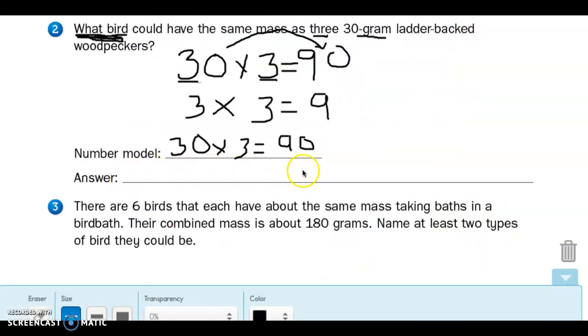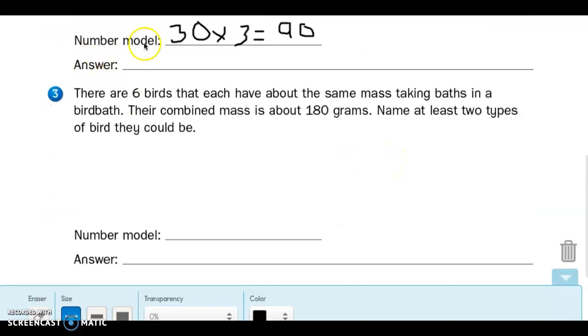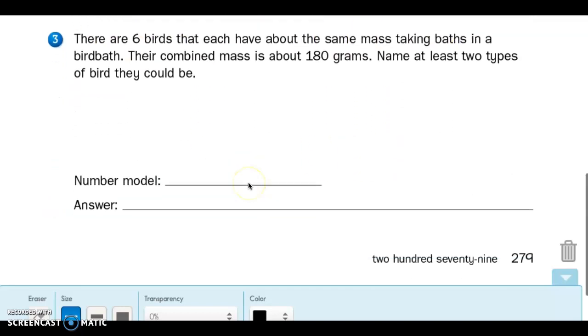Okay, so I want you to fill that in. Which one could be 90 grams? And I should label that. Yep, grams, and we have that there. Okay, number 3. Move on to number 3 when you're done with this, or you can always come back.